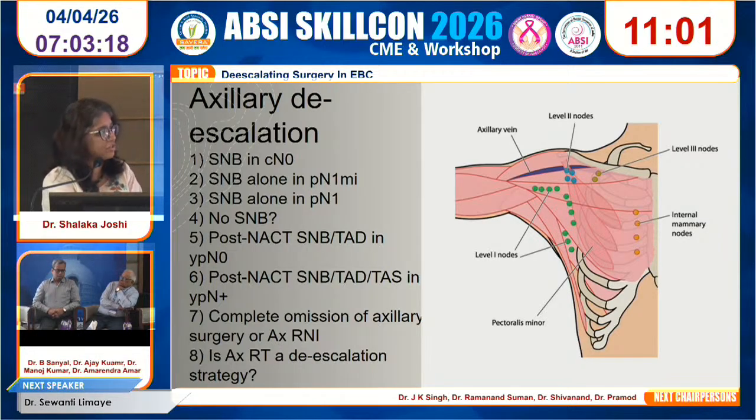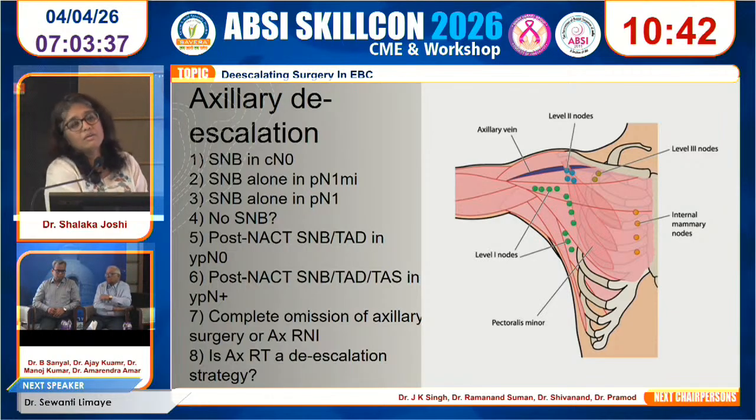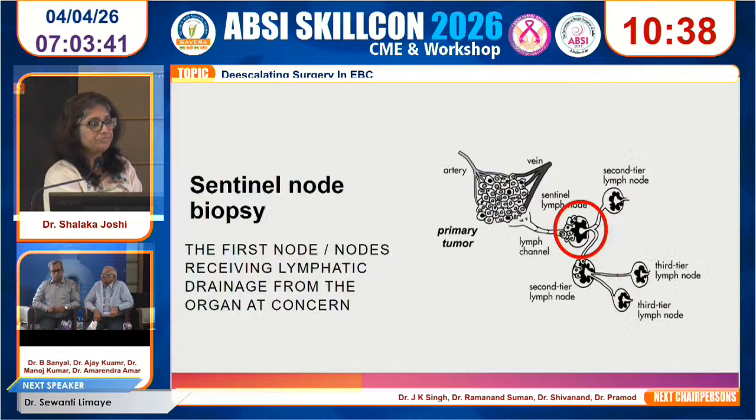Further de-escalation, complete omission of axillary surgery or even axillary radiation now with NSABP B51. What do we do? Is axillary RT a de-escalation strategy, or is it an alternative treatment of the axilla? So there is a lot to think about: surgical de-escalation and radiation oncology escalation or chemotherapy escalation for small benefits. So you need to decipher all this and decide what do you teach your residents, or how do you treat your patients, exactly what is the best for them.